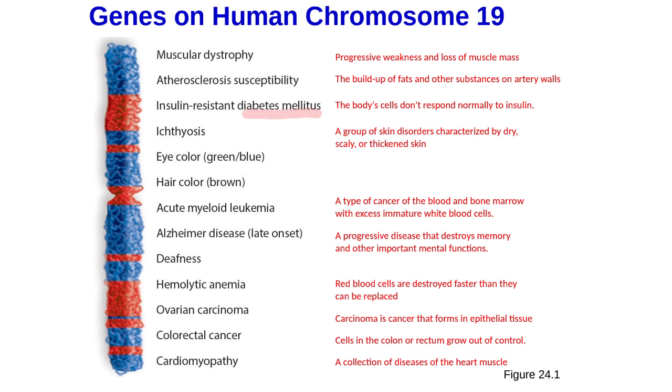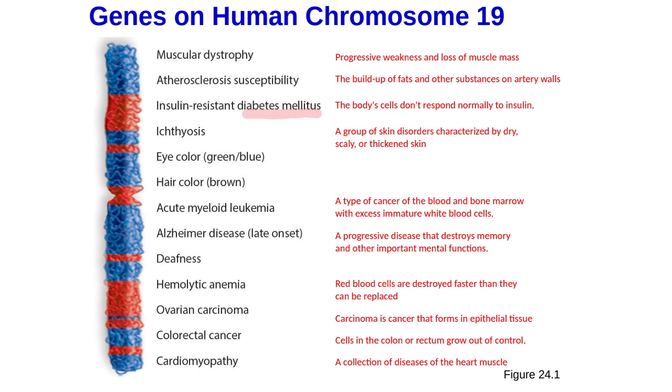Alzheimer's disease, late onset. This is the more typical type that often people start to get as they age, perhaps beyond, say, age 65 or so. It's a progressive disease that destroys memory and other important mental functions. The next, we have a gene for deafness. So essentially, if there's something wrong with this gene, then people end up deaf.